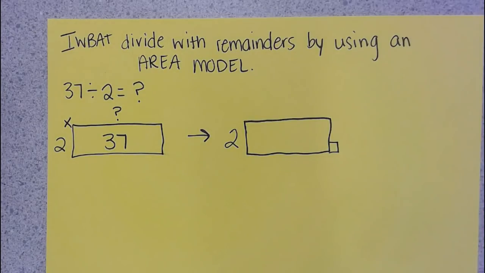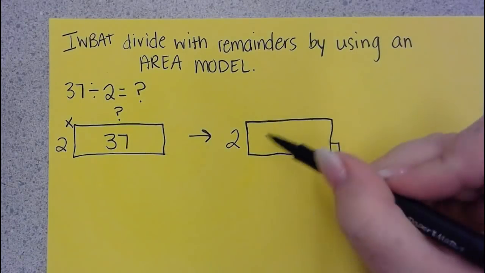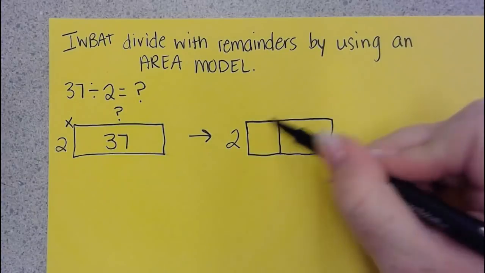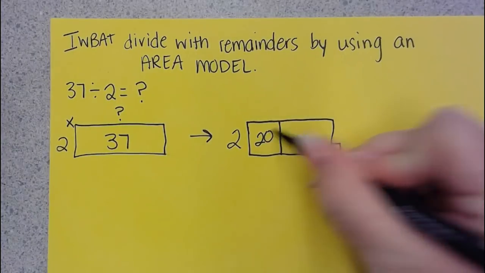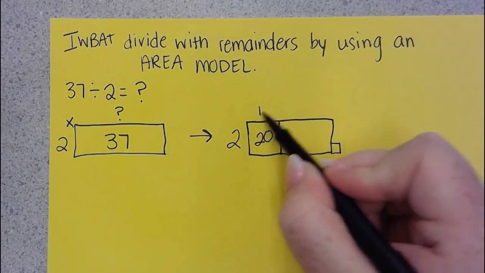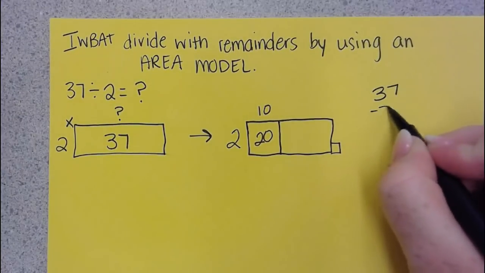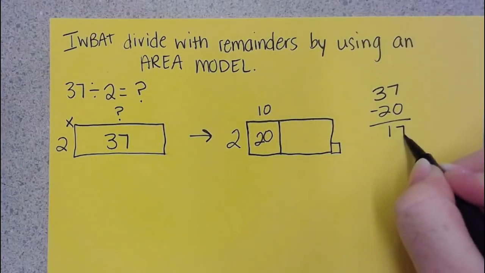Okay, so 37 divided by 2. I want to think about compatible numbers that will get me to 37 if I'm dividing by 2. So 37 divided by 2. The first thing that pops into my head is 20. Okay, and 20 divided by 2, I can do that mentally. So I'm going to go ahead and draw one box here, and I'm going to label that as 20. Okay, and I know that 20 divided by 2 is 10. Alright, so if I'm keeping up with what I've done, 37 minus 20 is going to leave me with 17.